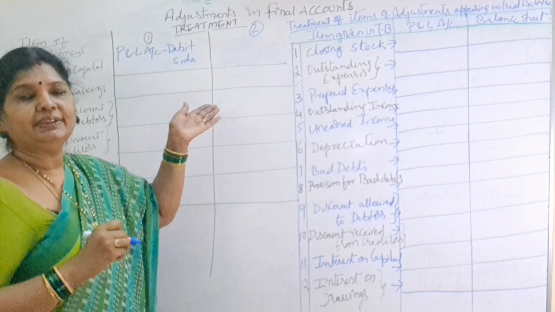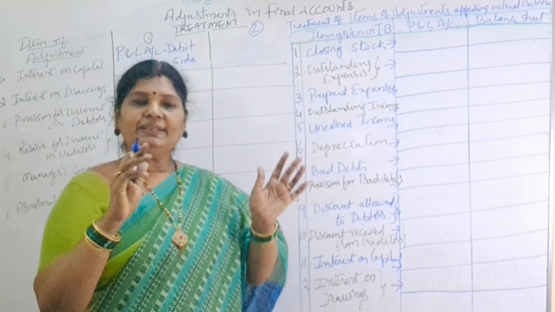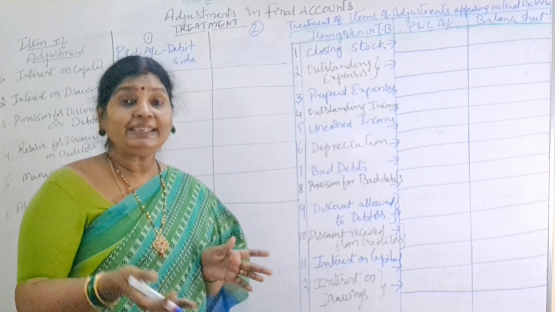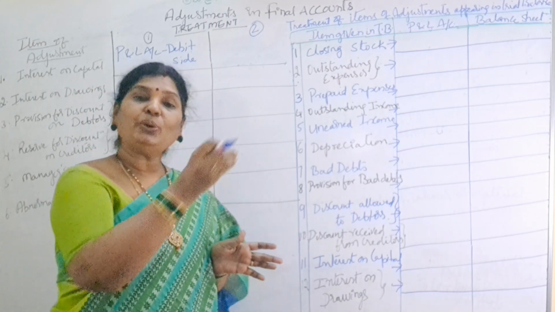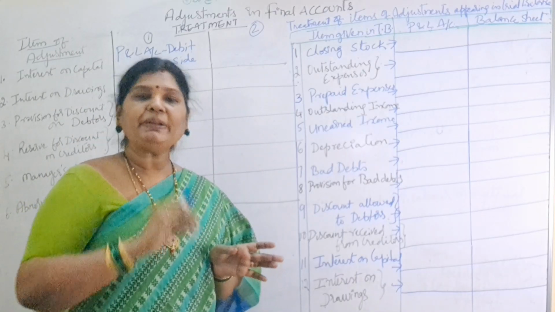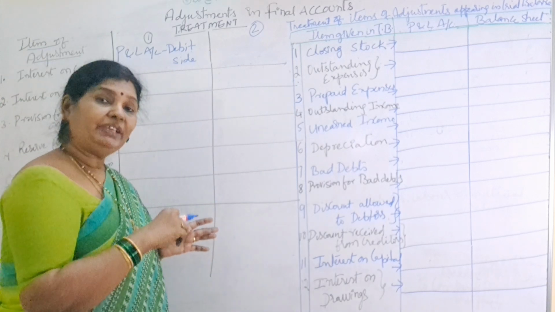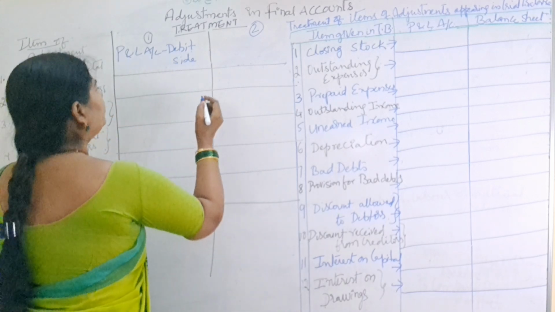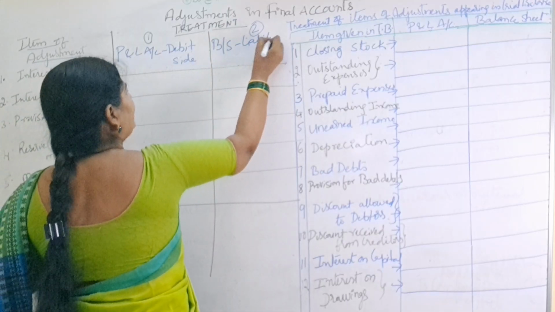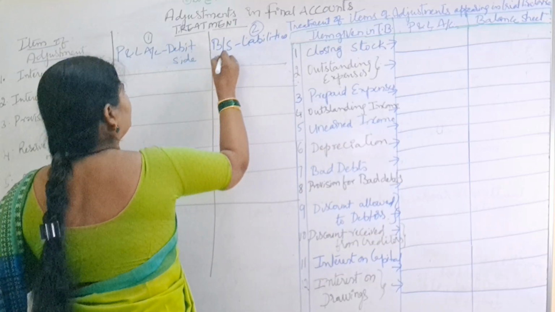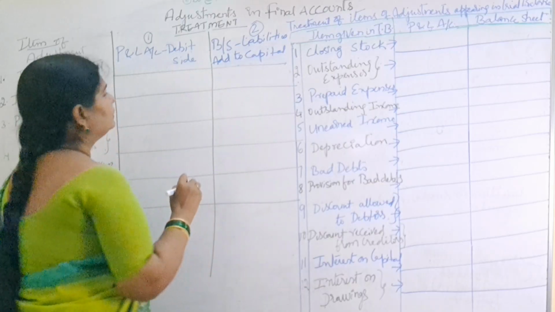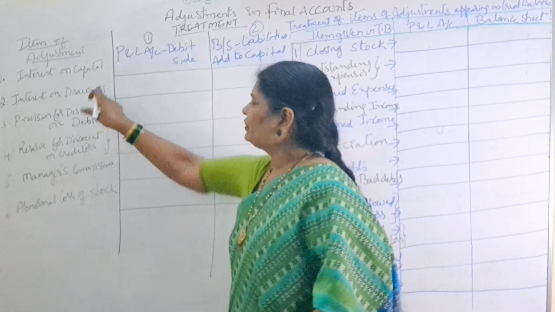Next, what's the second effect? Go to balance sheet, and under balance sheet, go to the liability side. On the liability side, what's the first item we'll write? Capital. To this capital, we have to add interest on capital also, because it is adding value to the capital of the proprietor. So what will you do? You will go to balance sheet, go to the liability side and add to capital. Clear?